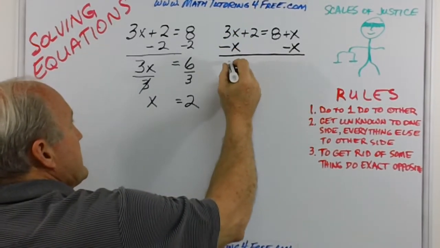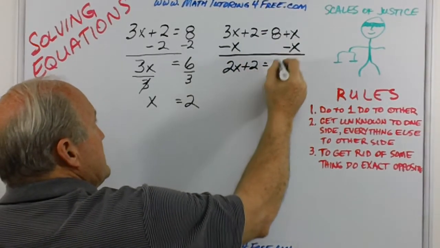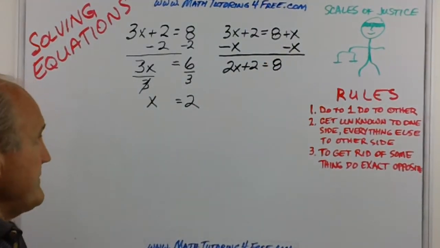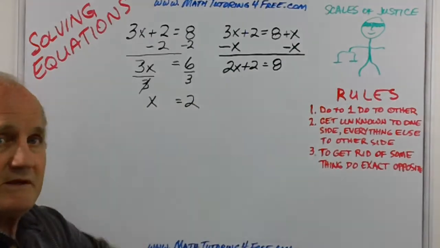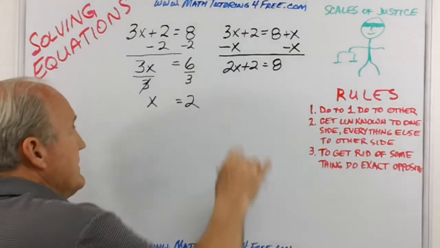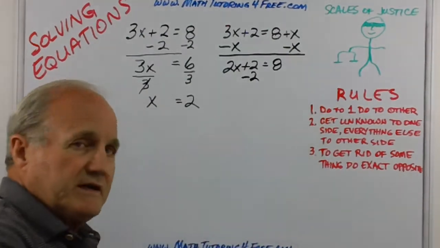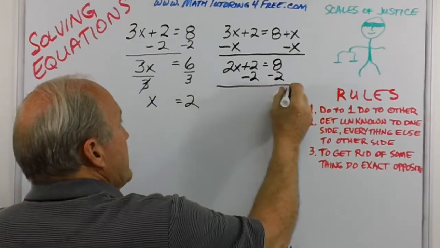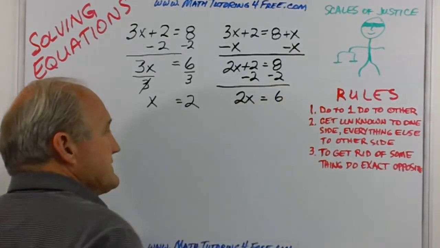Well, 3x minus x is 2x. So 2x plus 2 is equal to now just 8, because plus x and minus x cancel each other. But now what do we want to do? Well, we want x by itself, so we want to get rid of this plus 2. How do we get rid of that? We do the exact opposite. So if this is plus 2, if we subtract 2, it goes away, doesn't it? But if we subtract 2 from one side of the equation, we have to subtract 2 from the other side of the equation. Now what are we left with? Now we have 2x on the left is equal to 6 on the right.